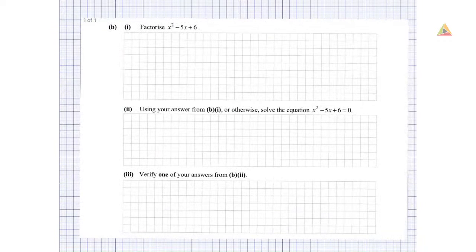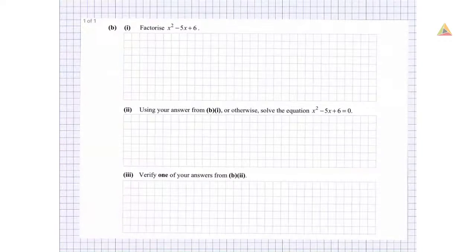Okay, so B part 1, factorise x squared minus 5x plus 6. I'm going to write that out. So it's going to be x squared minus 5x plus 6. So this is a quadratic trinomial.